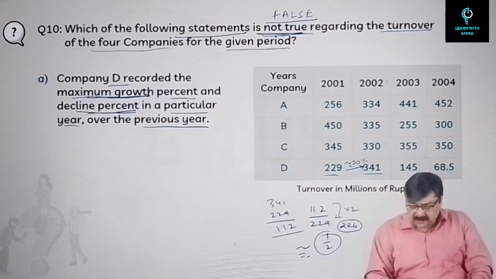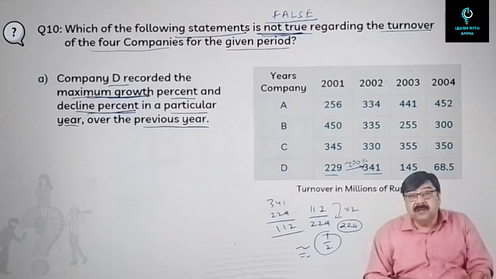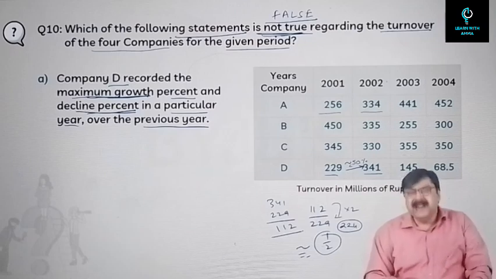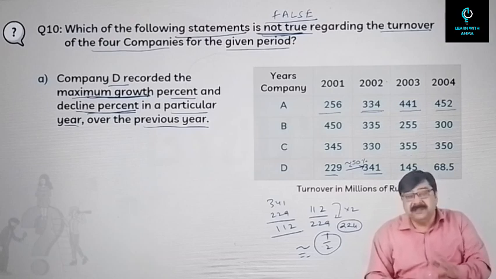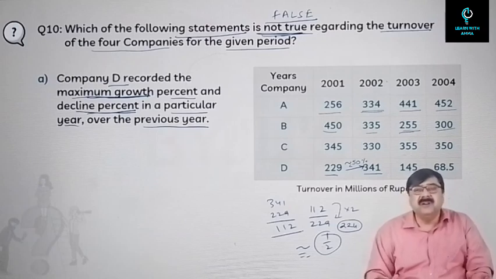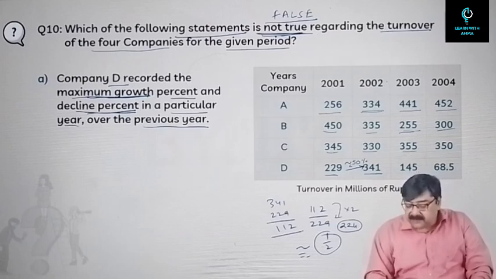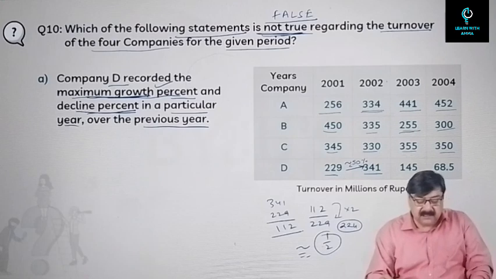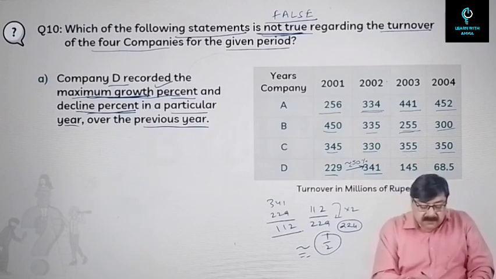Maybe 48, 49%. Now for A, B and C, these 3 companies, do you see a 50% or near about 50% increase from one year to the other? Well, from A 256 to 334, no, because half of 256 will be 128, which when added to 256 cannot amount to 334. 334 to 441 again, no. 441 to 452 is not possible at all. Now 450 to 335 is a decline. 335 to 255 is a decline. 255 to 300 also, it's not a 50% increase. 345 to 330, 355, 350, these are all very close figures, so nothing doing. So as far as maximum growth percent is concerned, we agree.